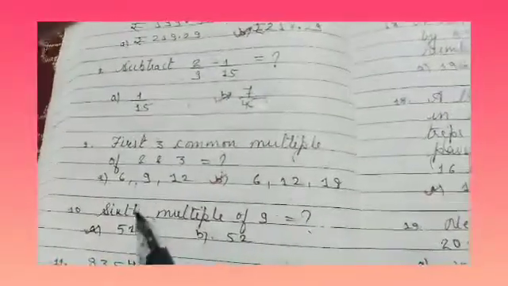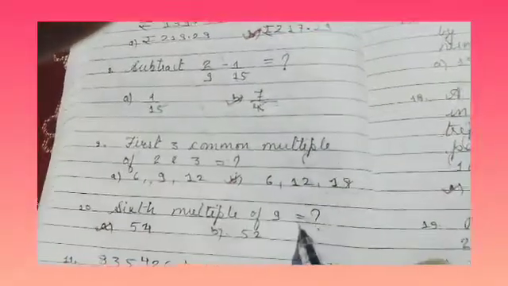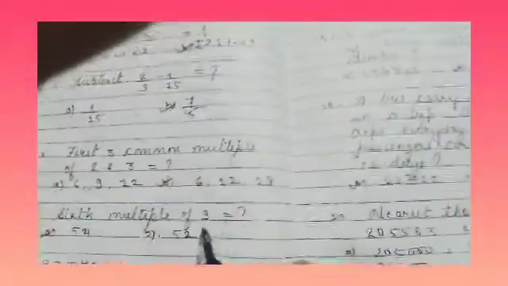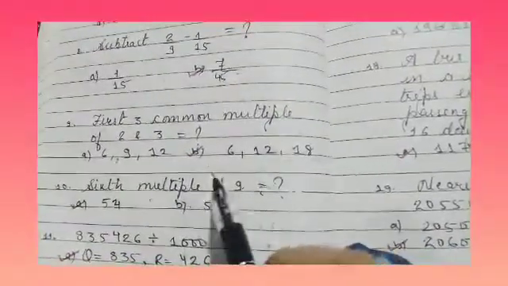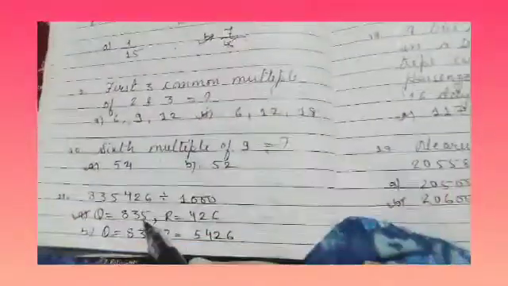Okay. Sixth multiple of 9. So we have to count the table of 9 up to 6. 6 9s are 54. So the answer is 54.